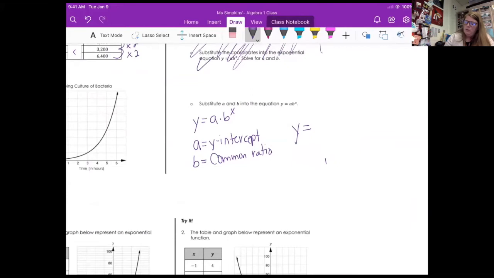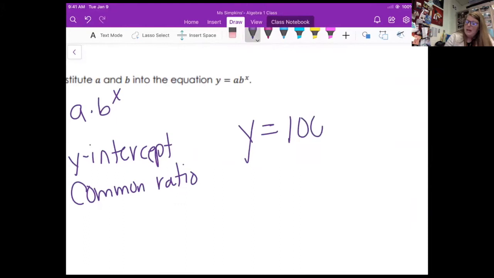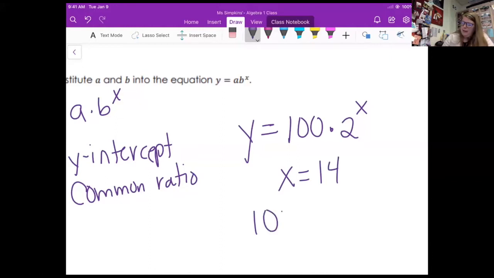So we're going to write Y equals 100 times my B value. So what was I multiplying by every time? 2. And then the X power is our exponent, to the X. So that would be the equation for this exponential. Now, what this helps us do is, let's say I want to know how many bacteria are going to be left after 14 hours. So that means instead of an X, I would want to replace it with a 14.